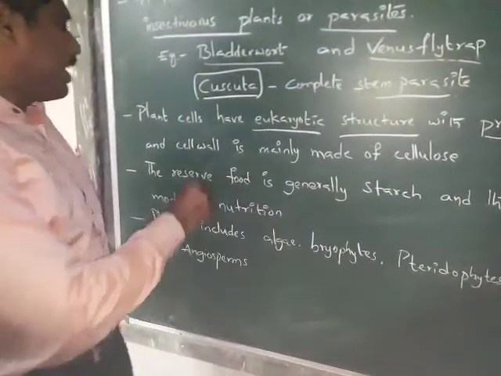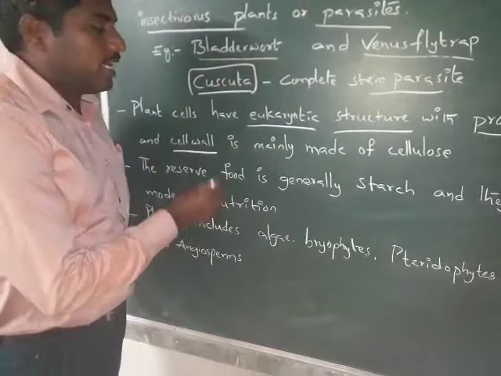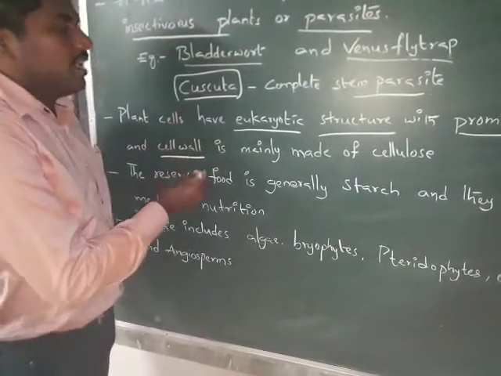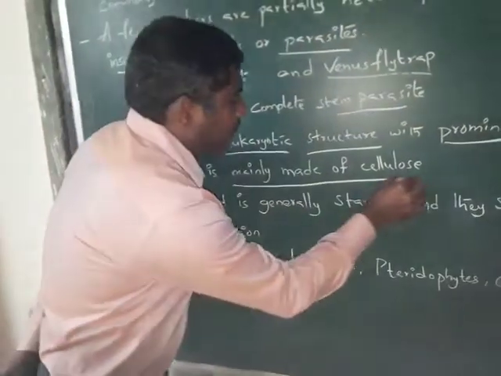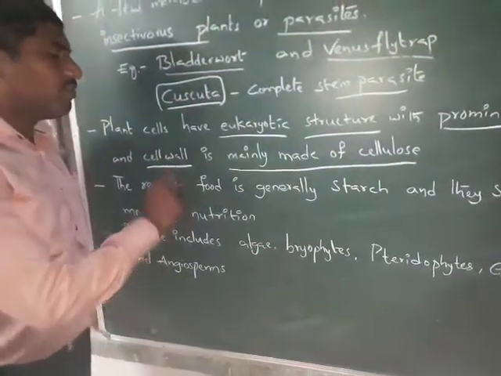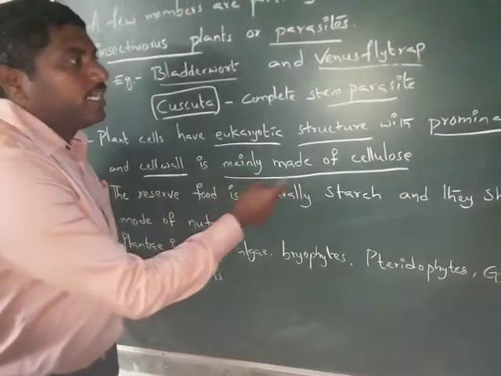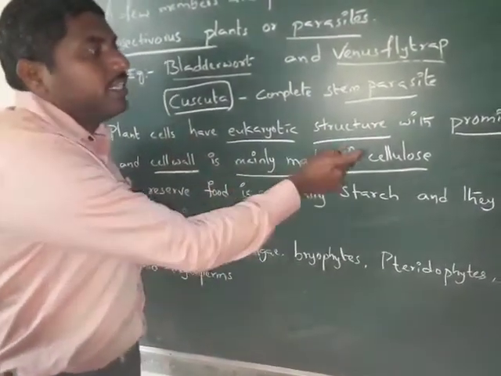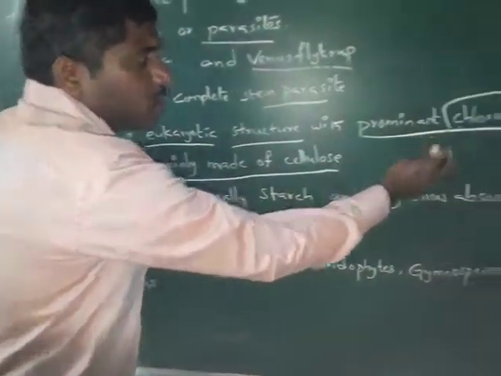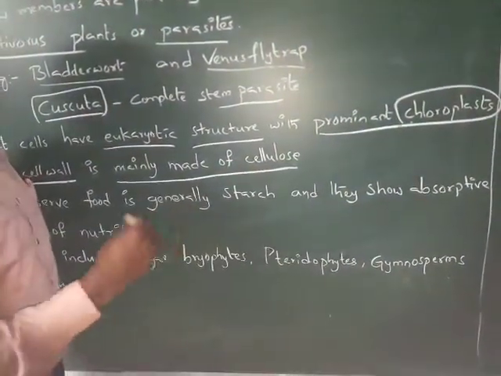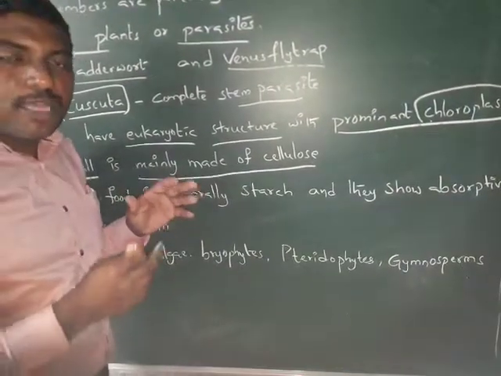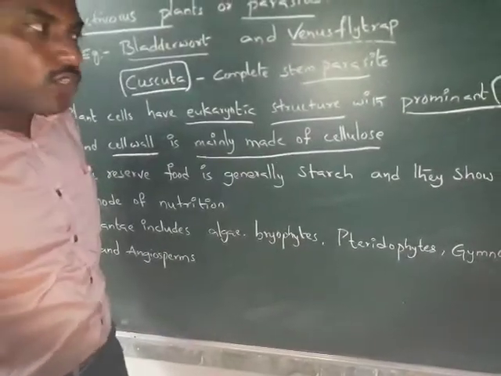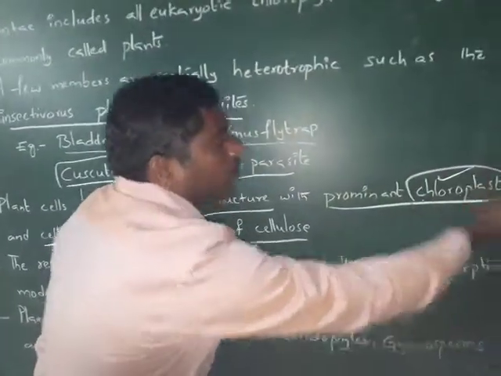They also have a cell wall, which is mainly made up of cellulose. What is the function of the chloroplast? It makes food material by the process of photosynthesis. That is the main function of the chloroplast.